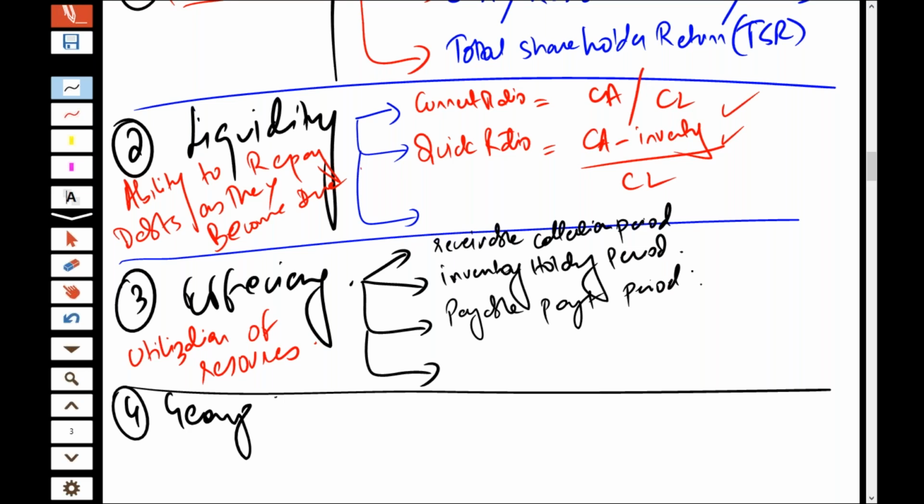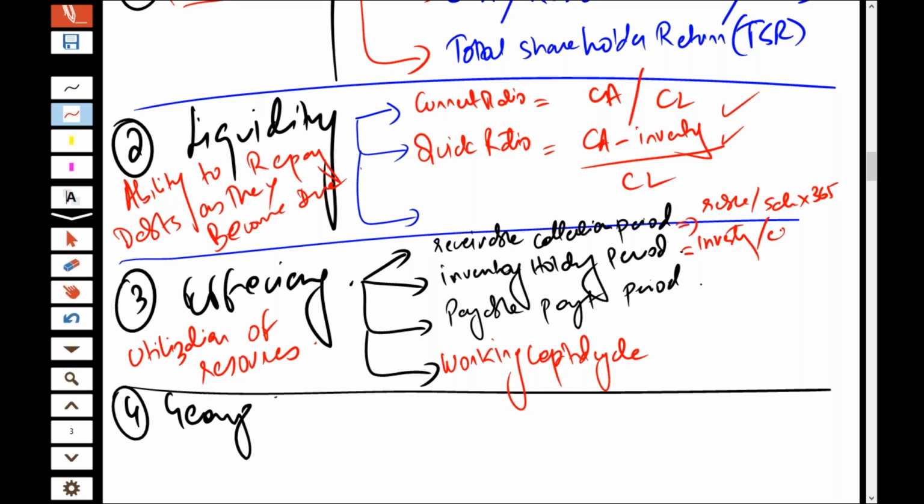And another efficiency ratio, let me tell you, is going to be termed as the working capital cycle. Receivables divided by sales into 365. Here we have inventory divided by COGS, and payables divided by COGS into 365.